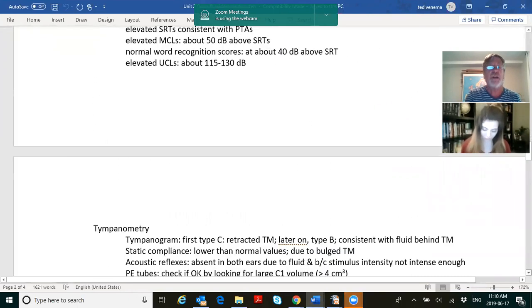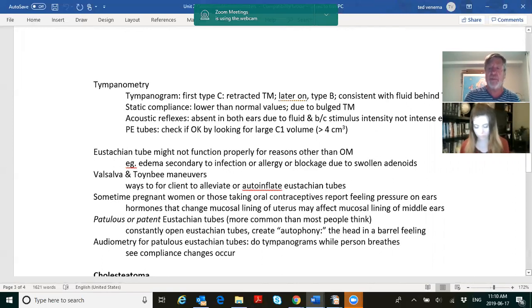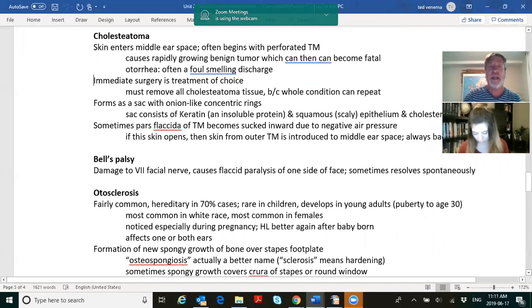And then we covered tympanometry a little bit, your type A, your type C, your type B tympanograms. And we also looked at type AS and AD tympanograms. AS tympanograms come along with otosclerosis, and type AD tympanograms can occur with disarticulated ossicles. As we keep moving down the page, we looked at cholesteatoma last week.